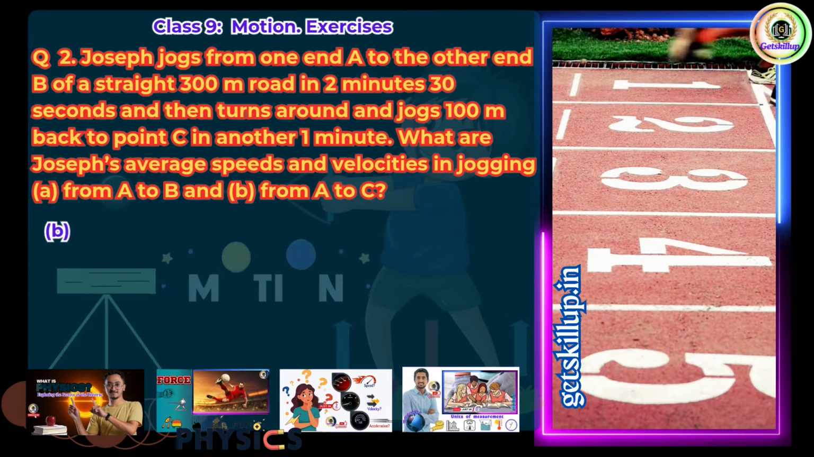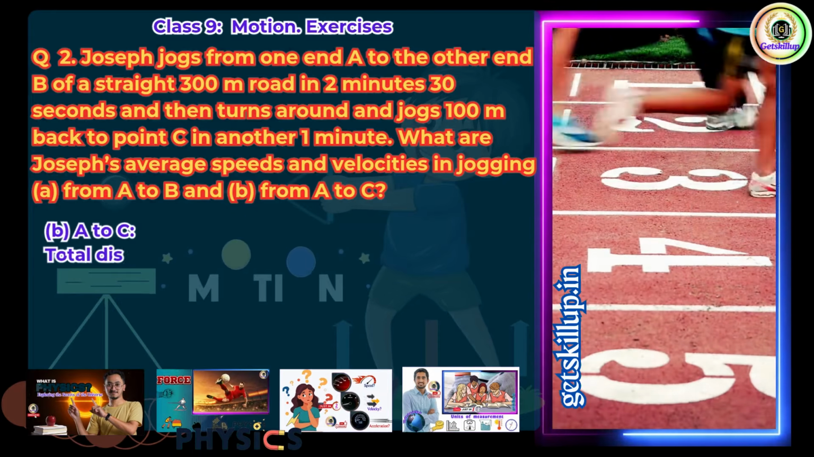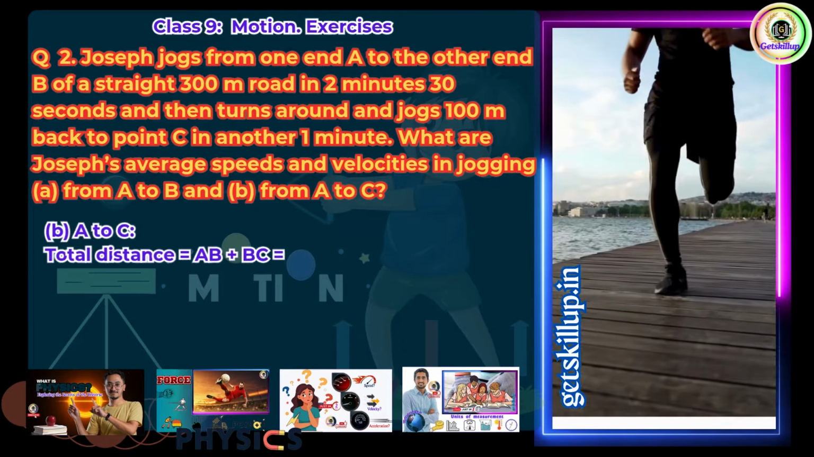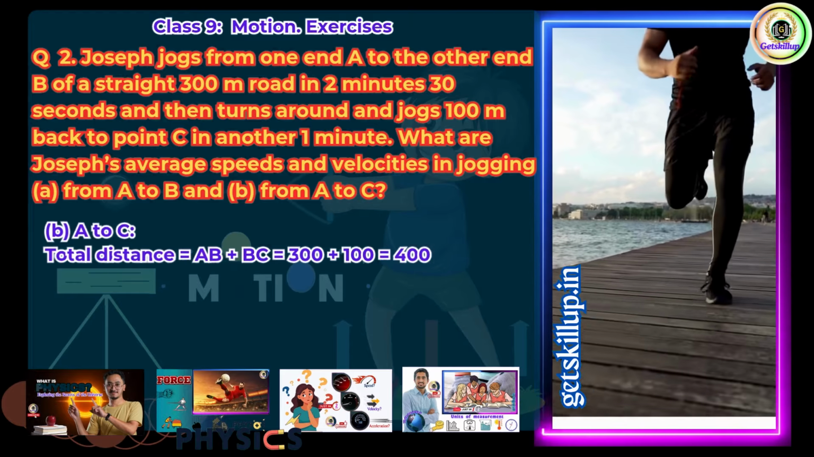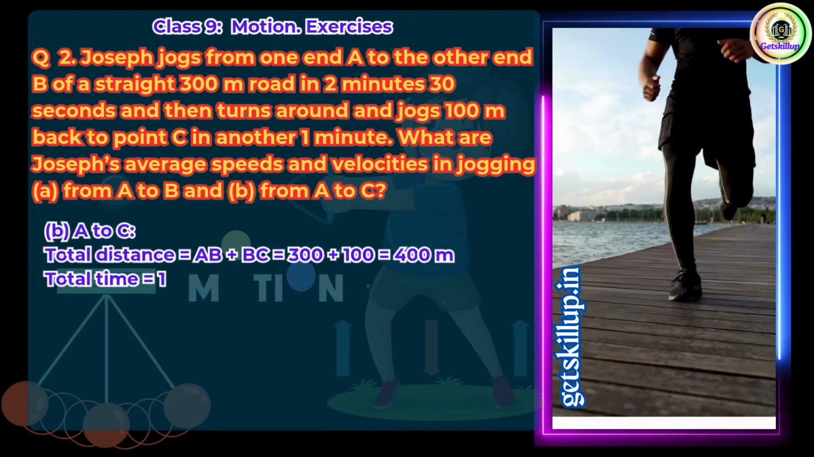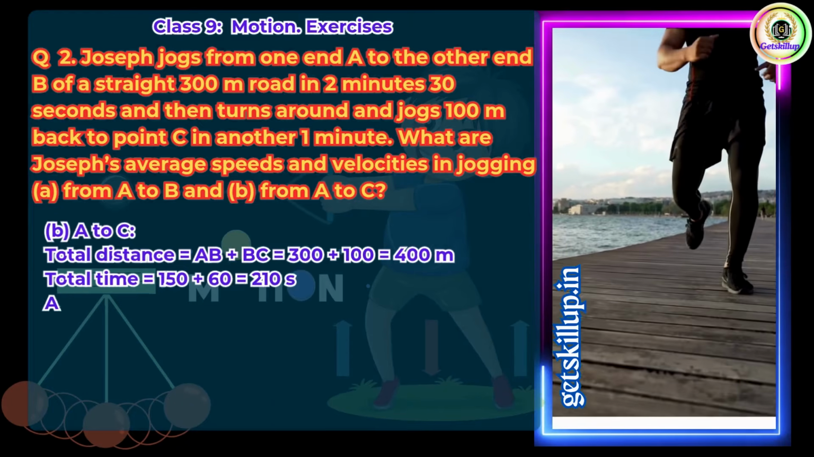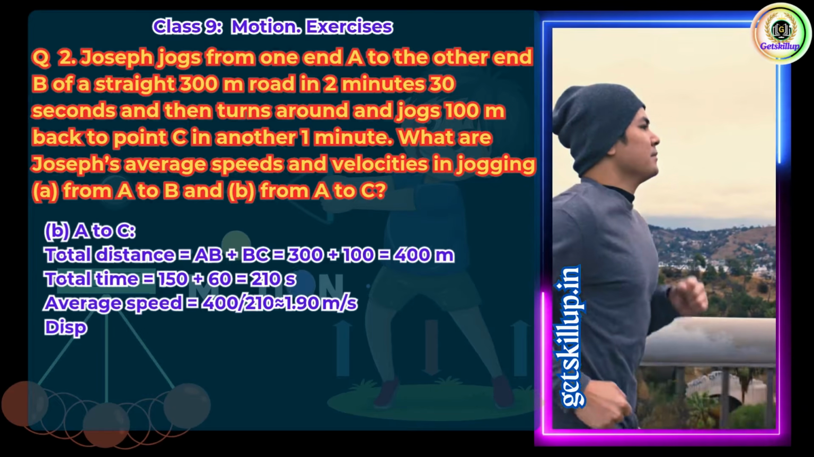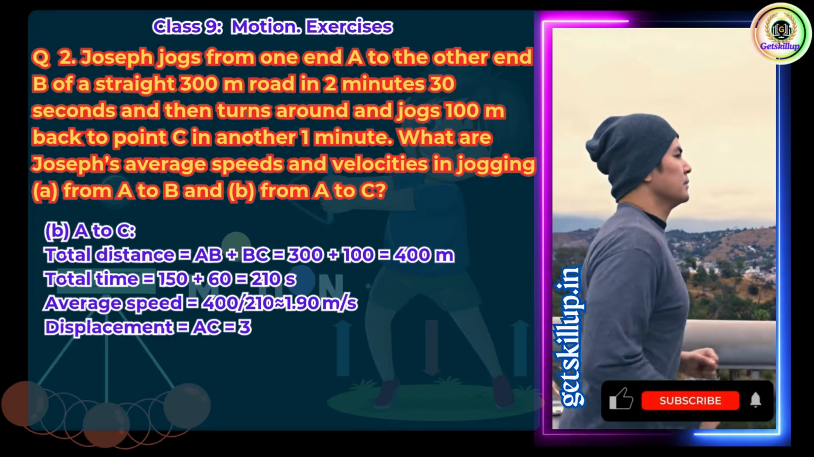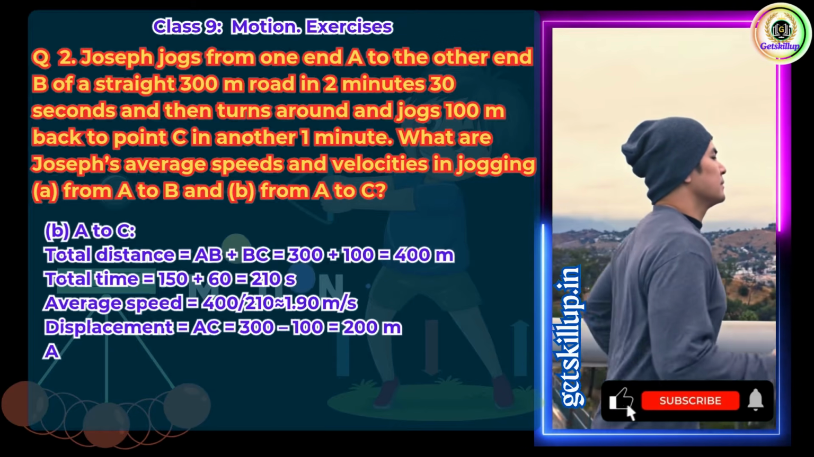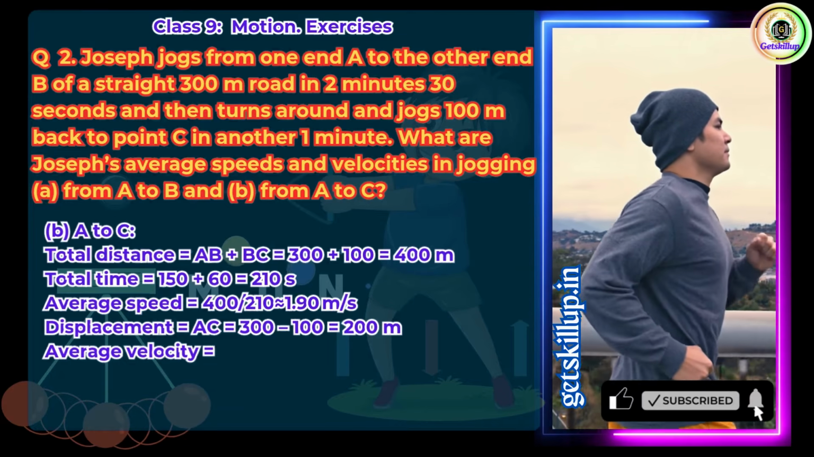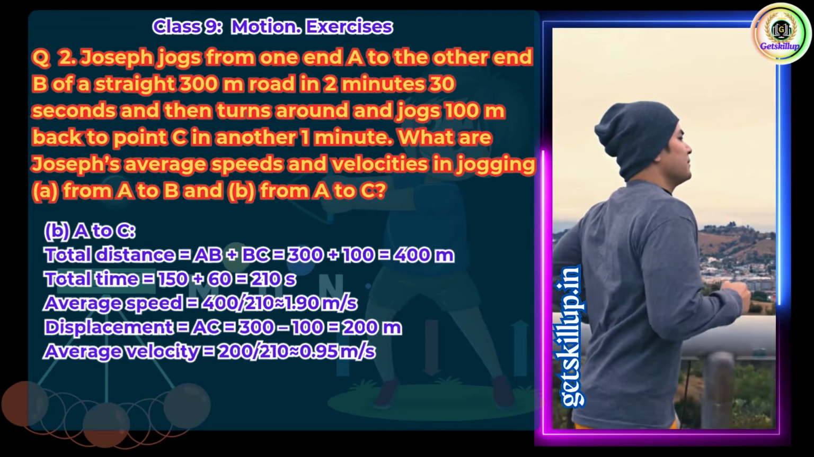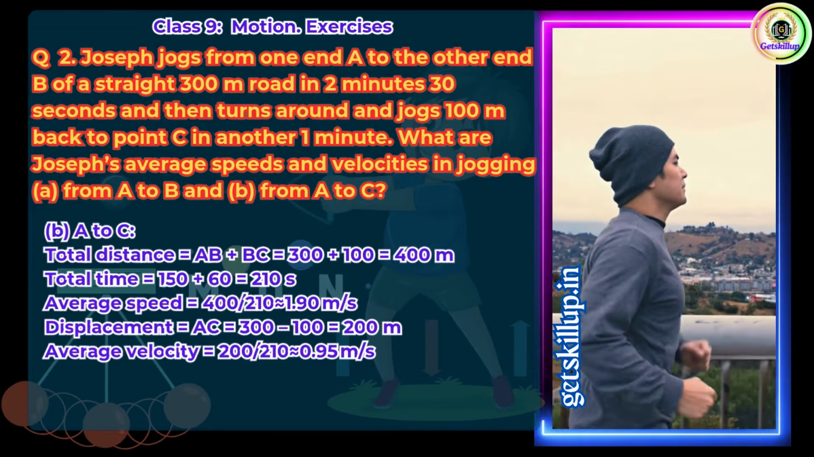A to C. Total distance equals AB plus BC, which is 300 plus 100, which is equal to 400 meter. Total time equals 150 plus 60, which is equal to 210 seconds. Average speed equals 400 divided by 210, which is approximately equal to 1.90 meter per second. Displacement equals AC, which is 300 minus 100, which is equal to 200 meter. Average velocity is 200 divided by 210, which is approximately equal to 0.95 meter per second.